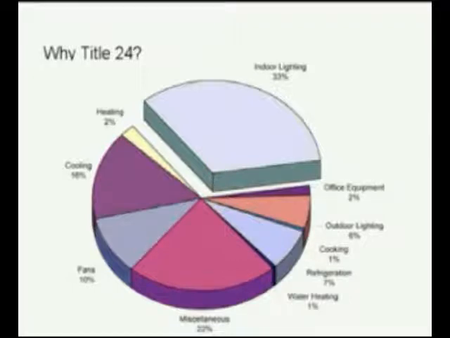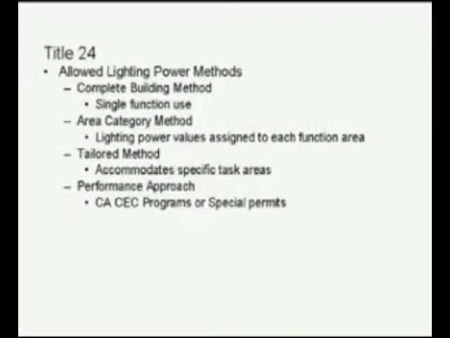The main reason for this is a California-focused graph. The pie chart shows the largest segment of electrical use is indoor lighting. One third of all electrical consumption in California is related to lighting. So there's a gigantic incentive to reduce energy use, and Title 24 addresses this specifically. It does it through different allowed lighting power methods, which are various methods for calculating power use, ranging from single functions to areas to very specific tailored methods to a general performance approach using particular programs and software to calculate that.